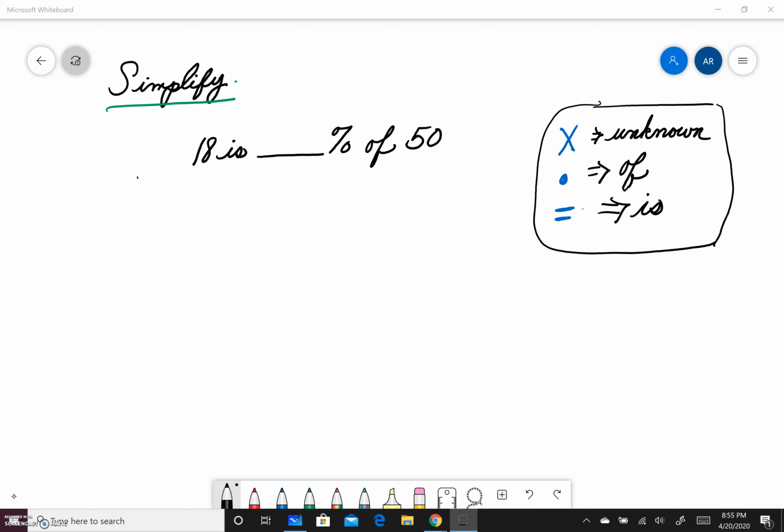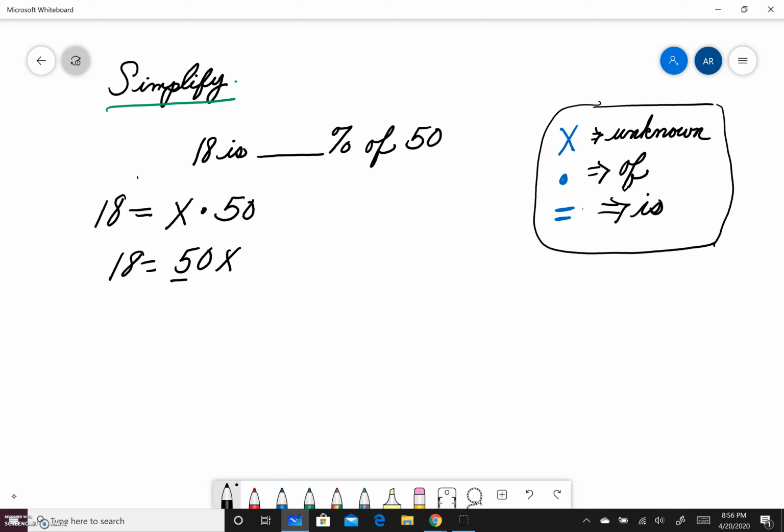Over here in the margin, remember the x will serve as our unknown variable. Of represents multiplication and is represents the equal sign. So let's go ahead and start writing it out. So 18 is, which is an equal sign. What percent? We don't know. That's our unknown. Of is our multiplication, 50. So I'm just going to rewrite that as 18 equals. And remember, 50 times x is just 50x.